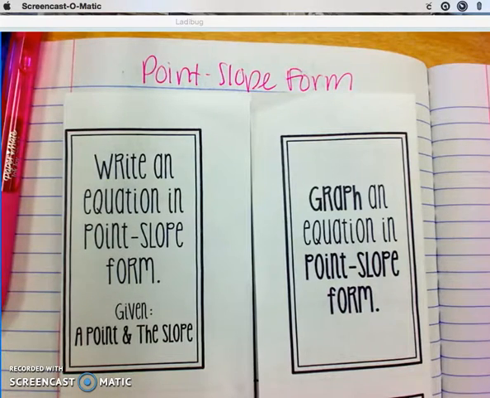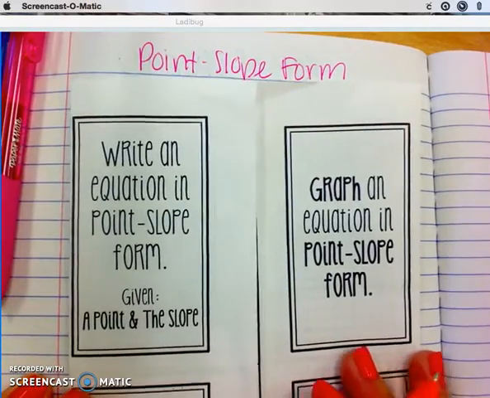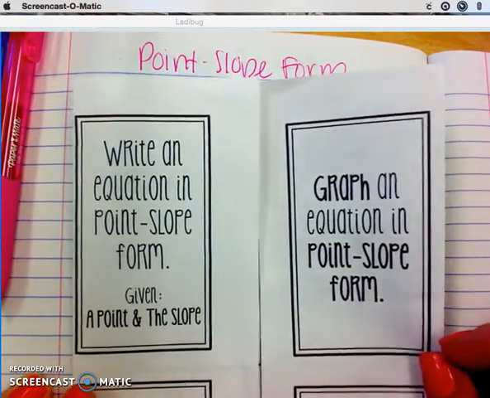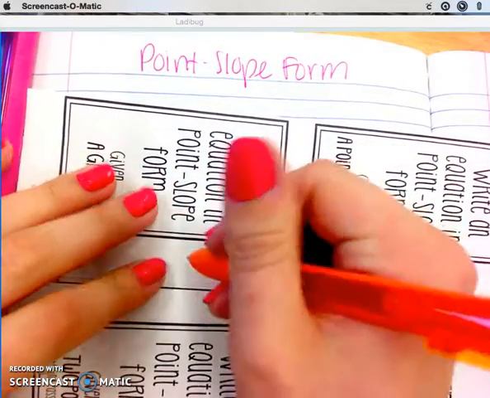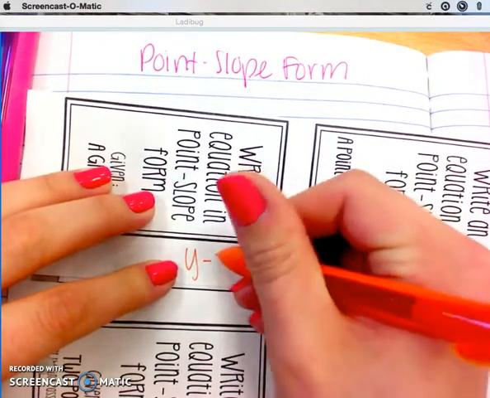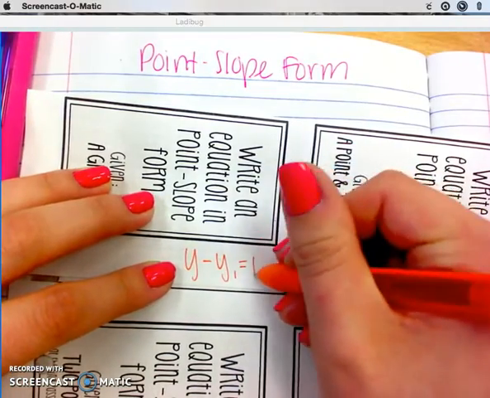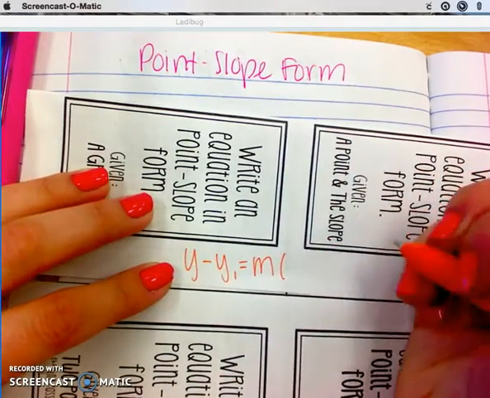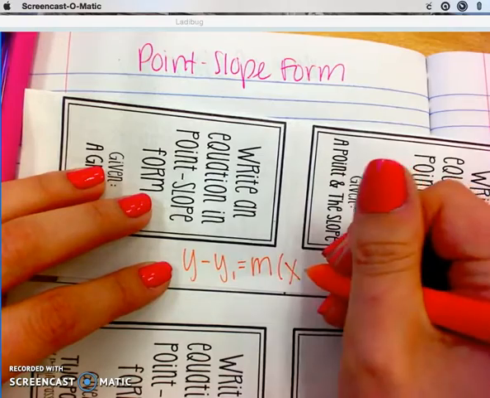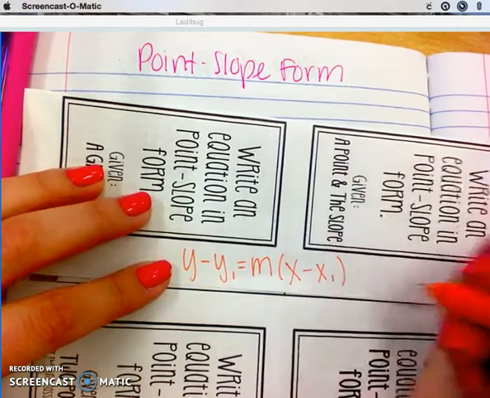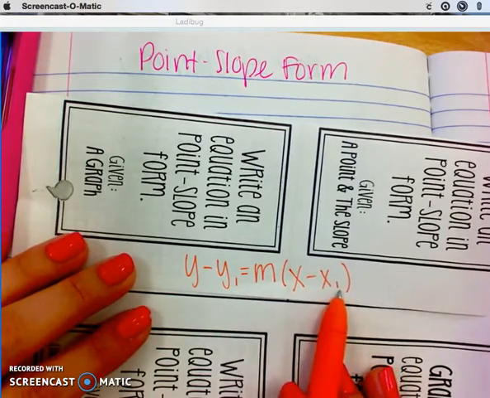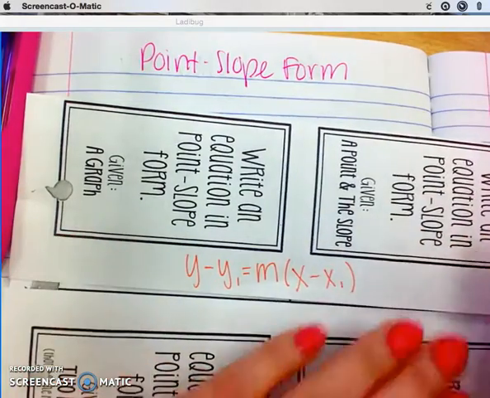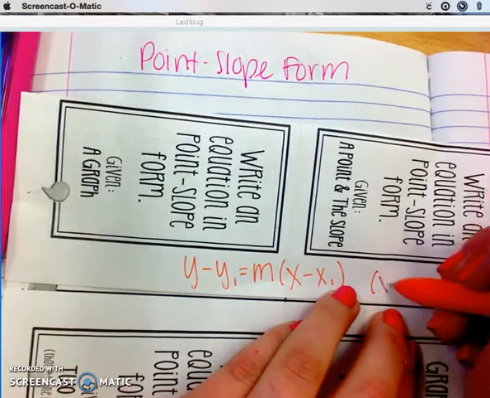This lesson is on point-slope form. The first thing that we need to know is the formula for point-slope form. I'm going to turn my foldable sideways and we're going to write y minus y1 equals m times x minus x1. So we've seen this y1 and this x1 before. That's because it's from when we're given a point.